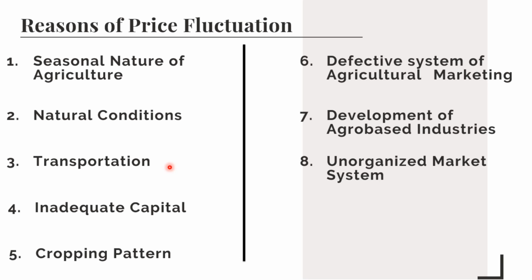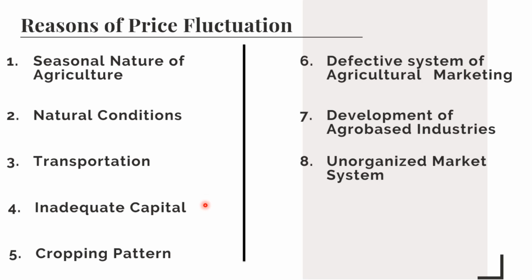On the other hand, at the time of a shortage of transportation facilities, there will be scarcity of agricultural goods in the national market. In the case of India, there is a poor transportation facility, and this poor transportation facility is not able to supply the agricultural produce to all the markets at a suitable time. So due to these interruptions in the transportation facility, the prices of agricultural commodities fluctuate. Sometimes they increase and sometimes they decline. The next reason is inadequate capital.